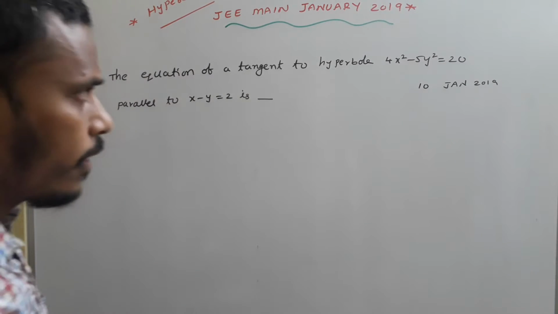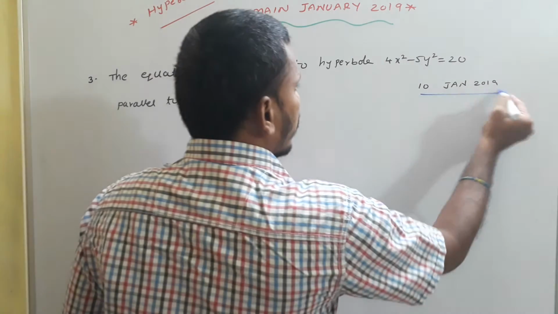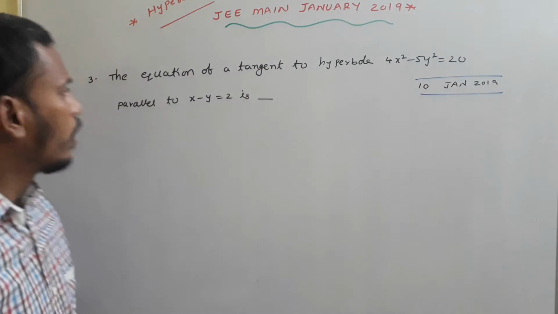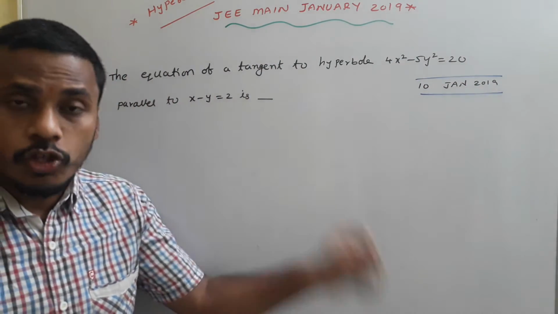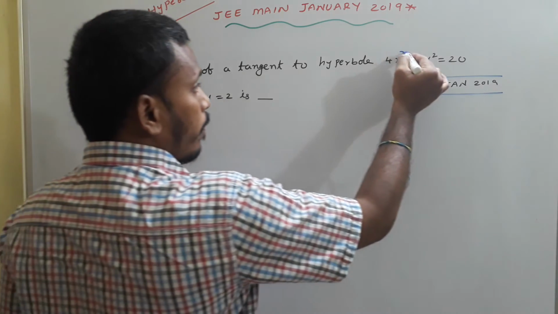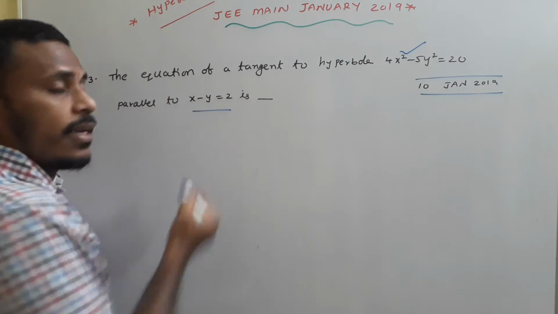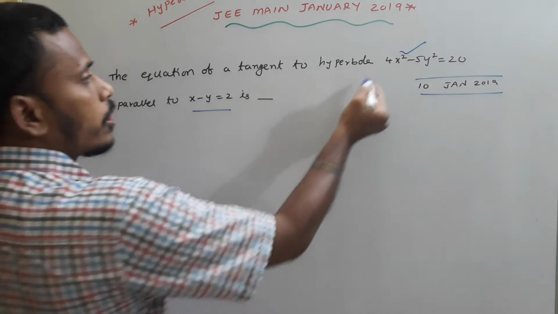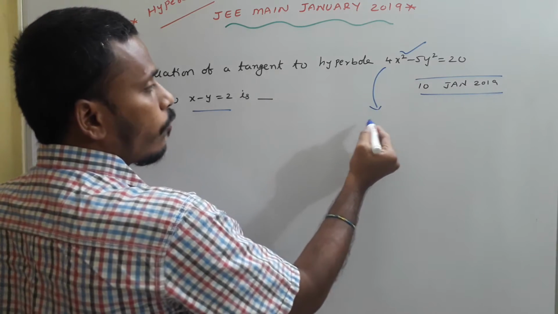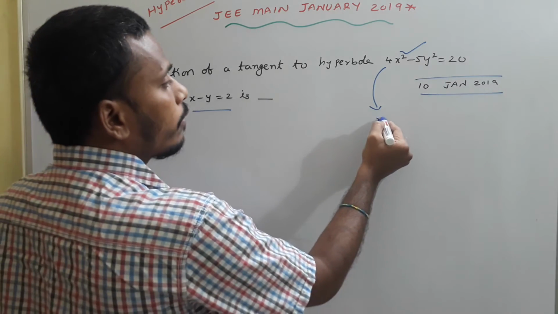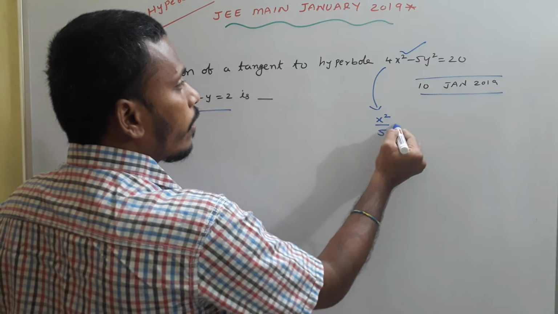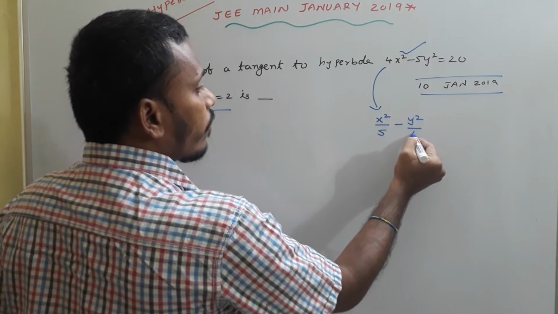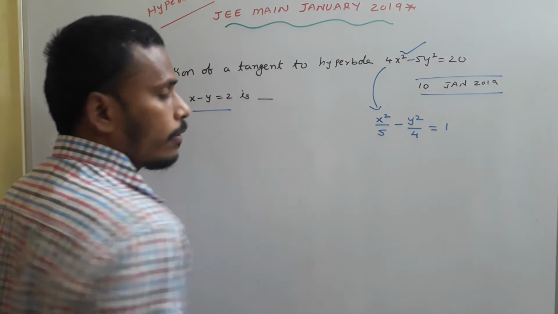Now this problem was asked on 10th January 2019. The problem is about finding the equation of a tangent for this hyperbola parallel to this x minus y is equal to 2. First of all, try to express this in standard form by dividing with 20. It becomes x²/5 minus y²/4 is equal to 1.